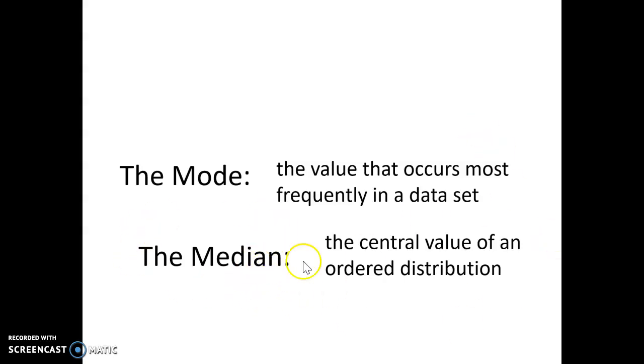The median is the middle number. You've probably heard about a median in terms of the highway on an interstate. The median is in between the two roads, whether you're going northbound, southbound, or eastbound, westbound. The median is in between. So that's the central number.